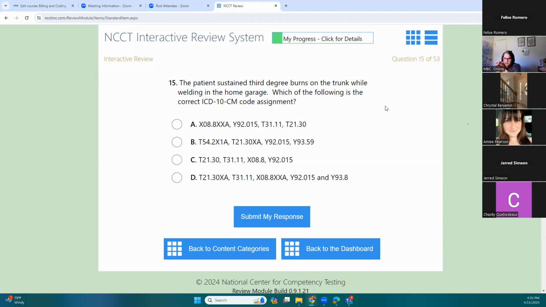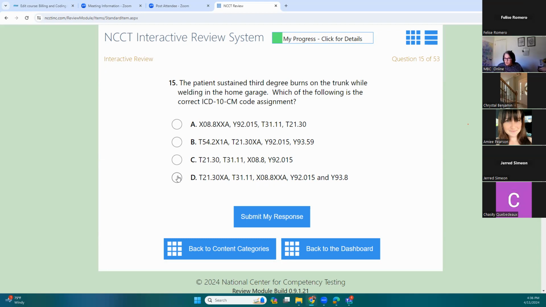Okay, does somebody have an answer? The farthest I've got is that the Y92.015 is correct. As far as I've gotten. Yeah, and I think the T21.30XA and the X08.XXXA, I believe is right too. I got the T21.30XA. So I think it's D.